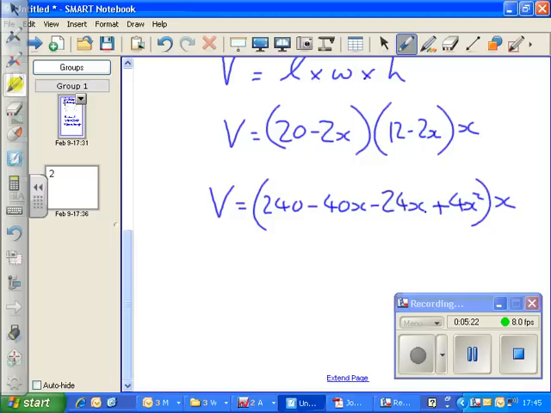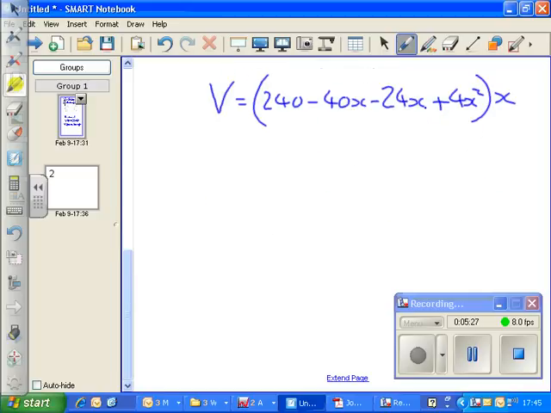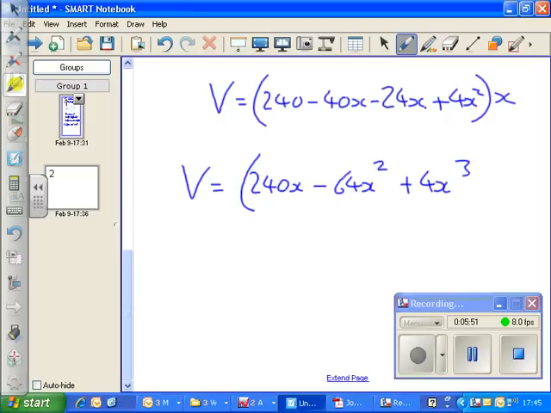Yeah, good. Okay, so now what I could do at this point, of course, is pause and go back and make sure I don't make that mistake, but now I'll carry on. All right, so the volume equals, now I times every term inside this bracket by x. 240x minus, of course, I can combine these two, 40x minus 24x is minus 64x squared plus 4x cubed. Don't need the bracket anymore, actually, but leave it in the bracket as I started, and I'll finish.